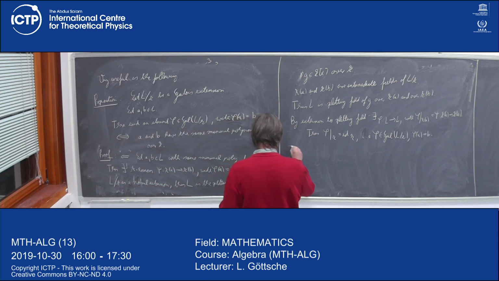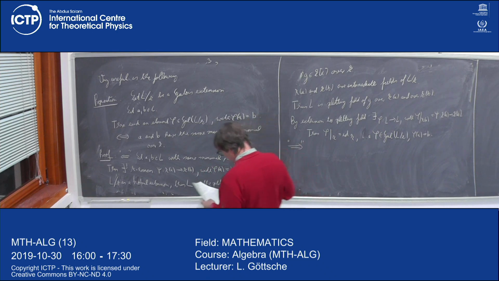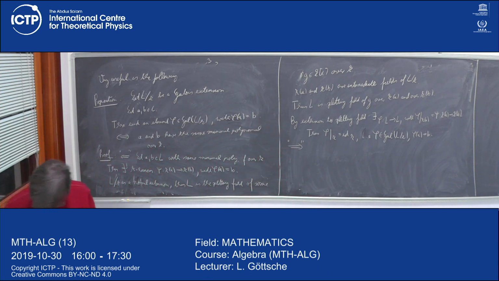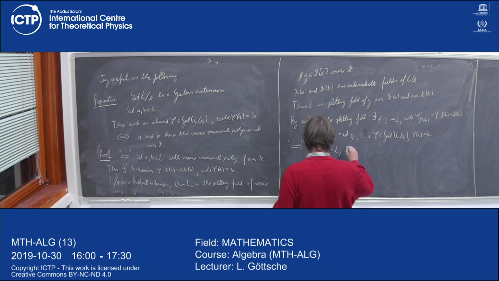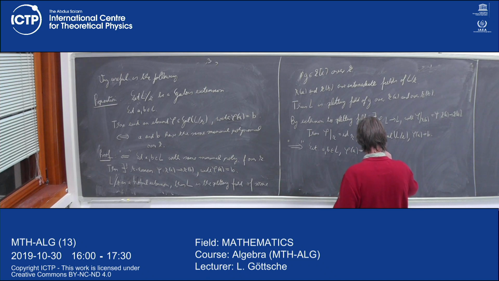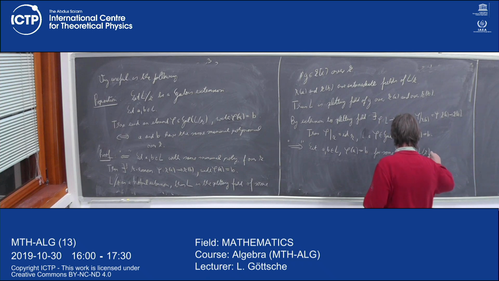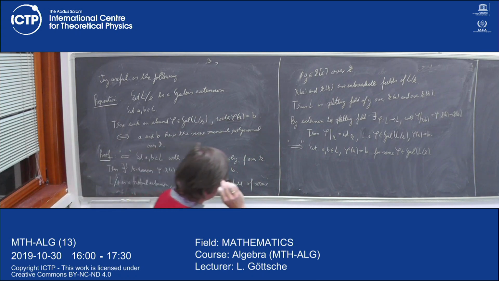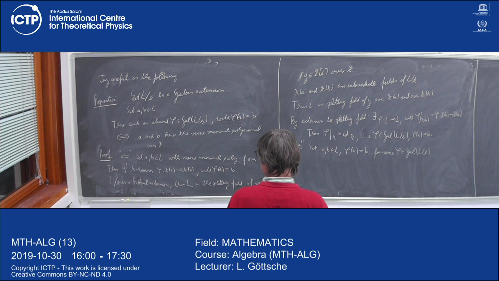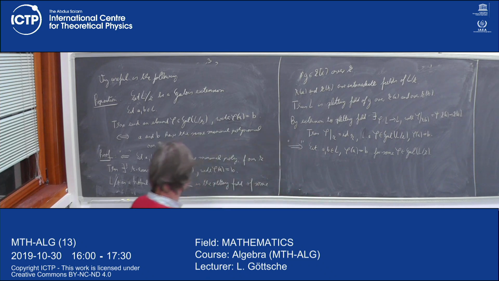And now for the converse. Let's now assume that A and B are in L and phi of A is equal to B for some element phi in the Galois group of L over K. And we want to show that they have the same minimal polynomial. So we look at the two minimal polynomials. I don't know whether I already gave any name.